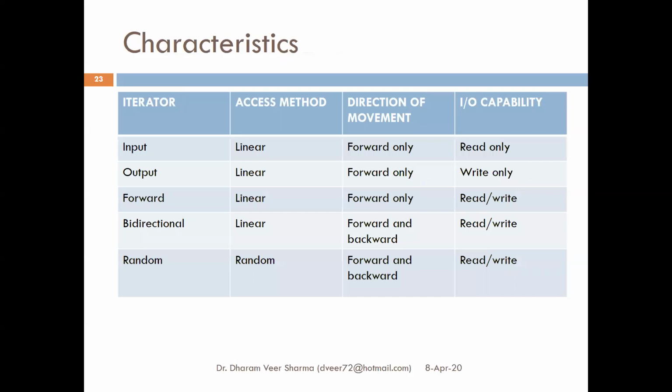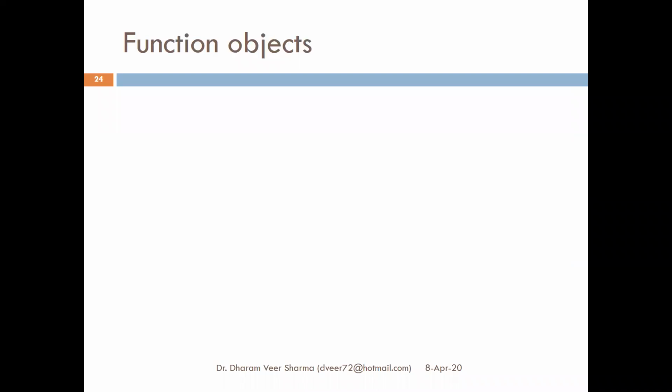So you can see there, input, output, these first four are linear, the last one is random. Input and output can move in forward direction only. Forward will definitely move in forward direction only, and bidirectional can move in forward and backward both directions.